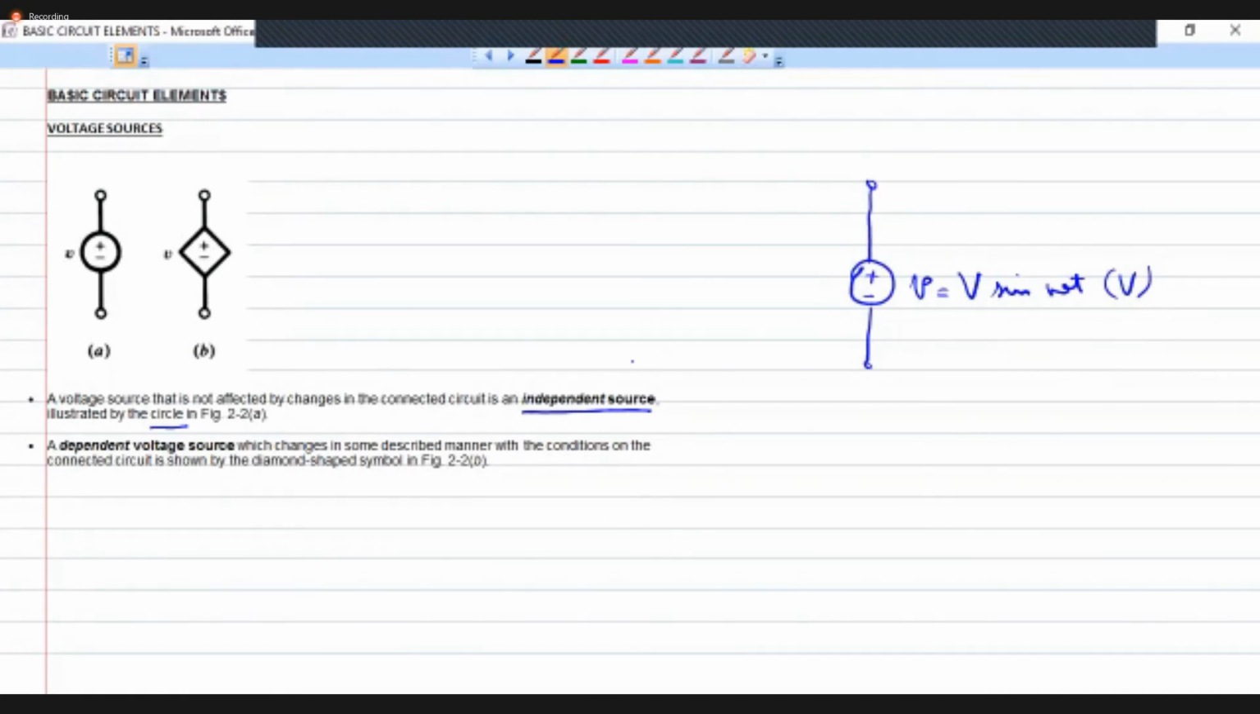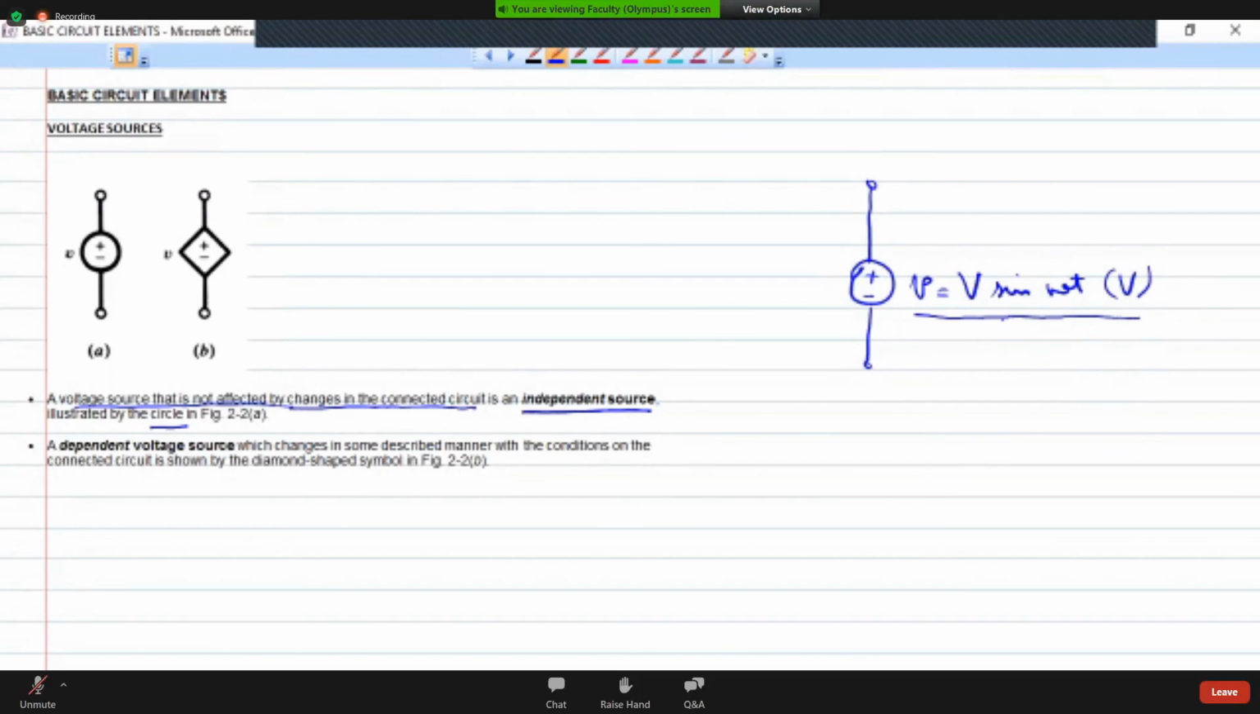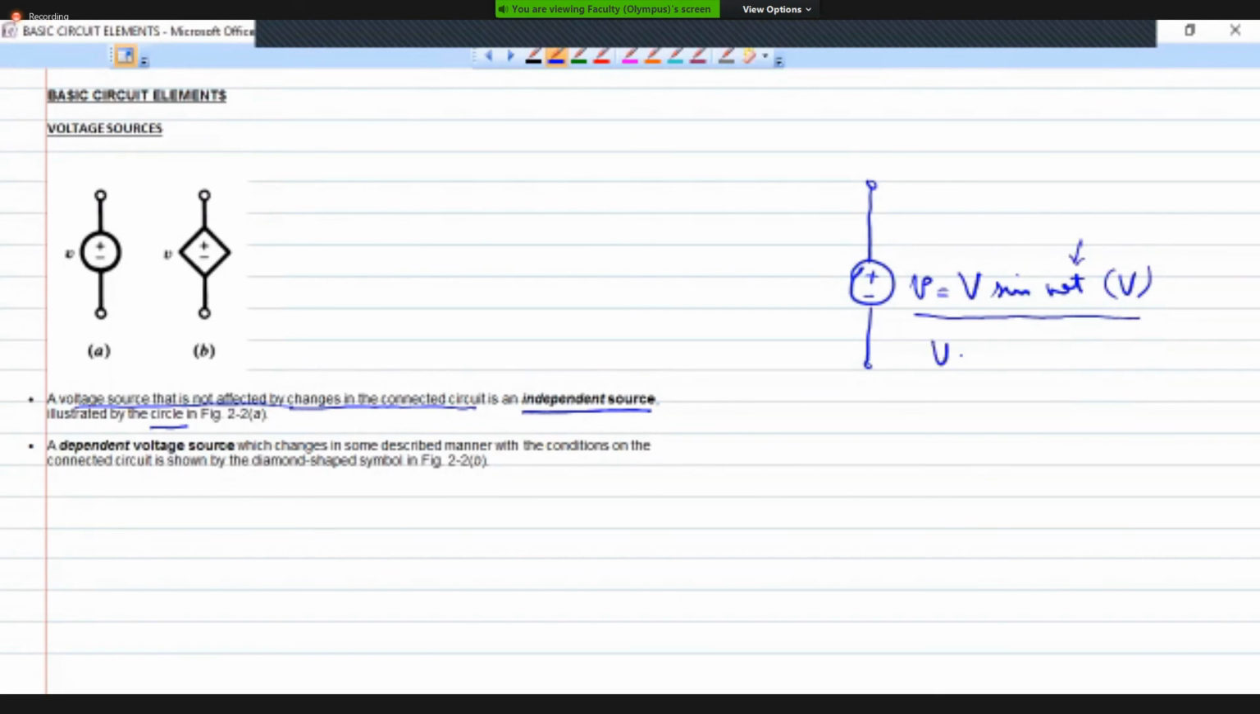So what is an independent source? A voltage source that is not affected by changes in the connected circuit. It means that this voltage is not going to depend on any other parameters of this circuit. It may be a function of time, or it may be a constant. For example, V is equal to, say, 10 volt. Why capital V? Because it's a constant. It is not going to depend on time.